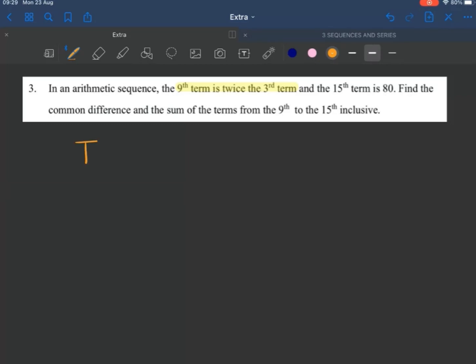Okay, macam mana kita nak tulis tu? T9 equals to 2 times third term, 2 times T3. Okay, lagi? The 15th term is 80. The 15th term is 80 apa Jihan? Term yang ke-15 is 80. T15 equals to 80. Okay.